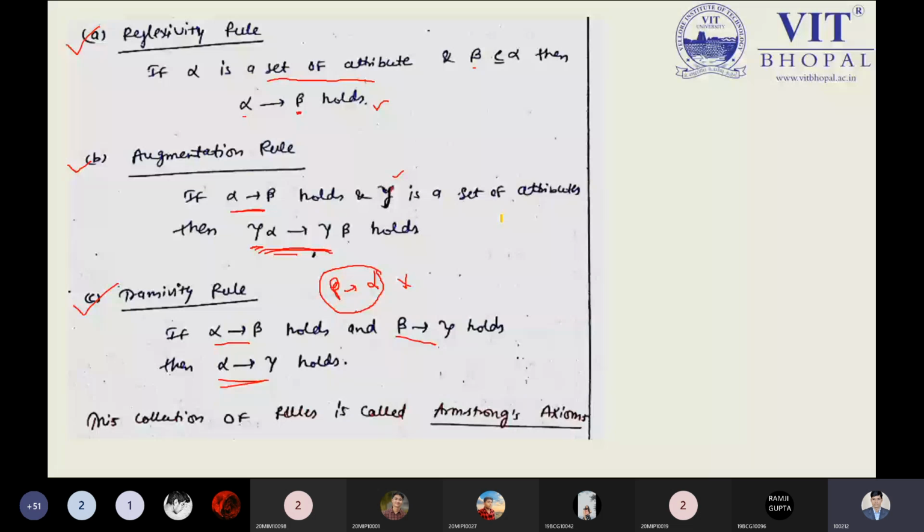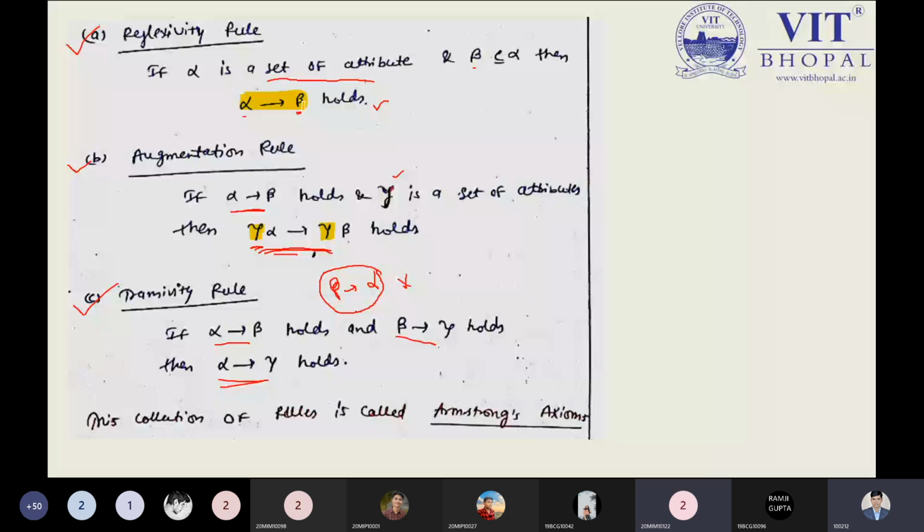Inspired by the reflexive rule, we have seen the augmentation rule. Alpha determines beta, and gamma is an additional set of attributes. If we add this gamma to both sides, then we are applying the augmentation rule. Is it clear to all right now? Is it clear? So this is recognized as the augmentation rule. Now clear?